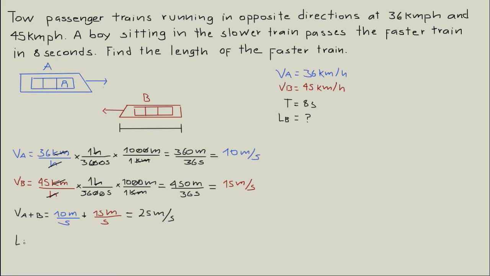And the length of B, or the distance, is just velocity times time. And our velocity is 25 meters over second, whereas our time is 8 seconds. So we can cancel seconds with seconds. We have 8 times 25 meters, which is 200 meters.